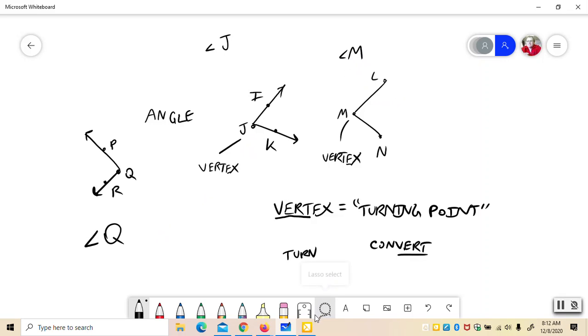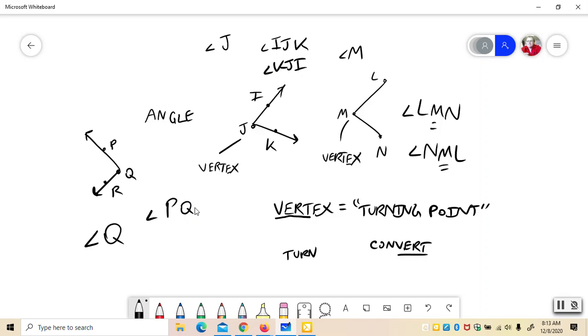But sometimes, especially if you have two angles together sharing a vertex, it can be kind of confusing. So you could also name this angle LMN, or for that matter, NML. The only important thing is your vertex is always in the middle. So this angle here could be IJK, angle IJK, or KJI. This could be PQR, or RQP. Probably it's usually easier to do it in alphabetical order, but it doesn't really matter.